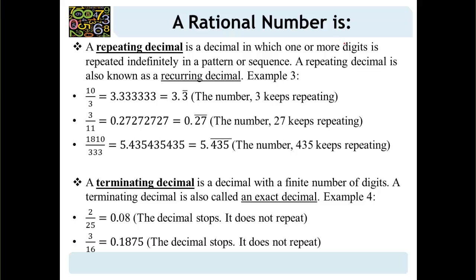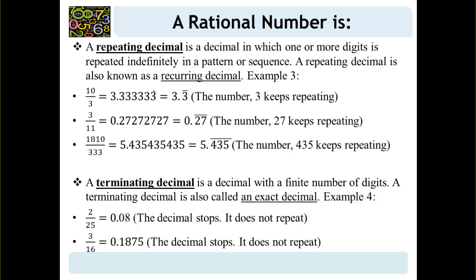If we look at this example, 10 divided by 3, you see here 3 keeps repeating, and we now put the vinculum sign, or we just put a bar. Okay, that's called the vinculum sign. We put the vinculum sign above the 3 just to show that it keeps repeating. Or you can just say a bar above the 3 to show that it keeps repeating.